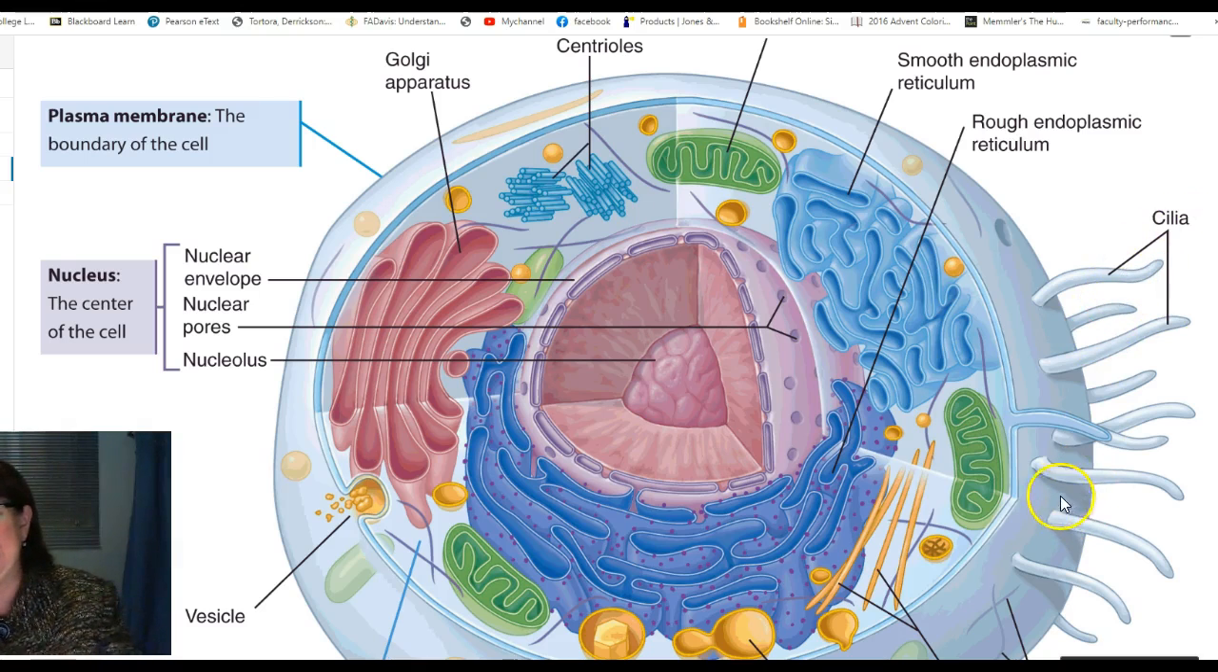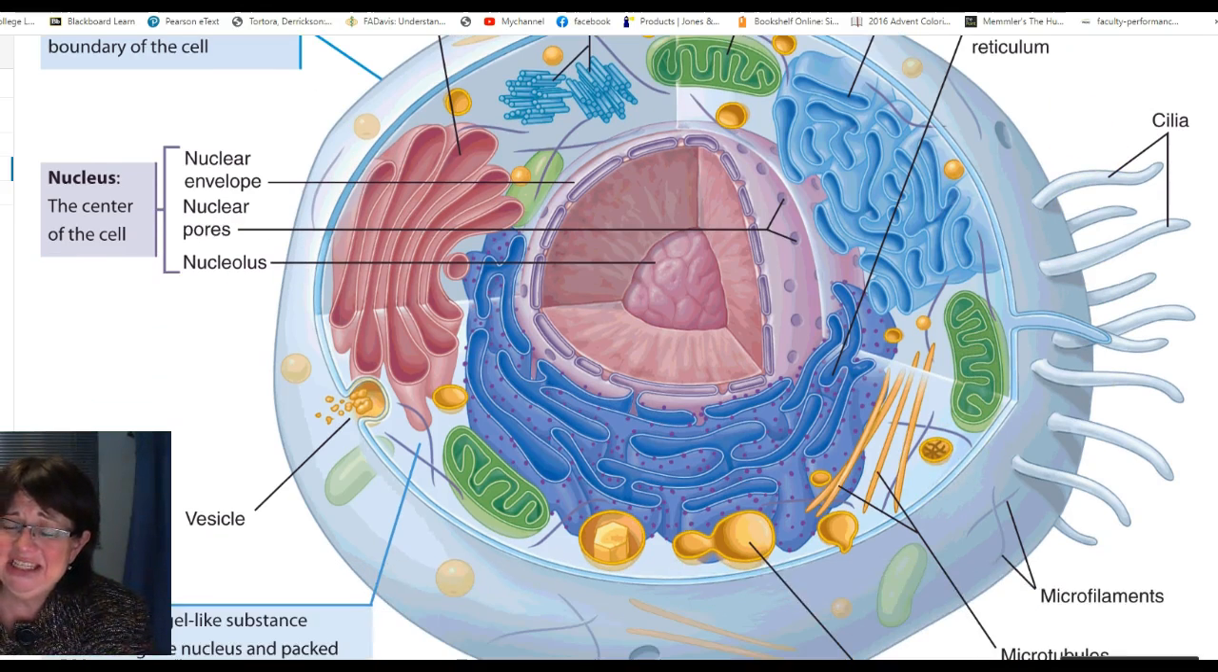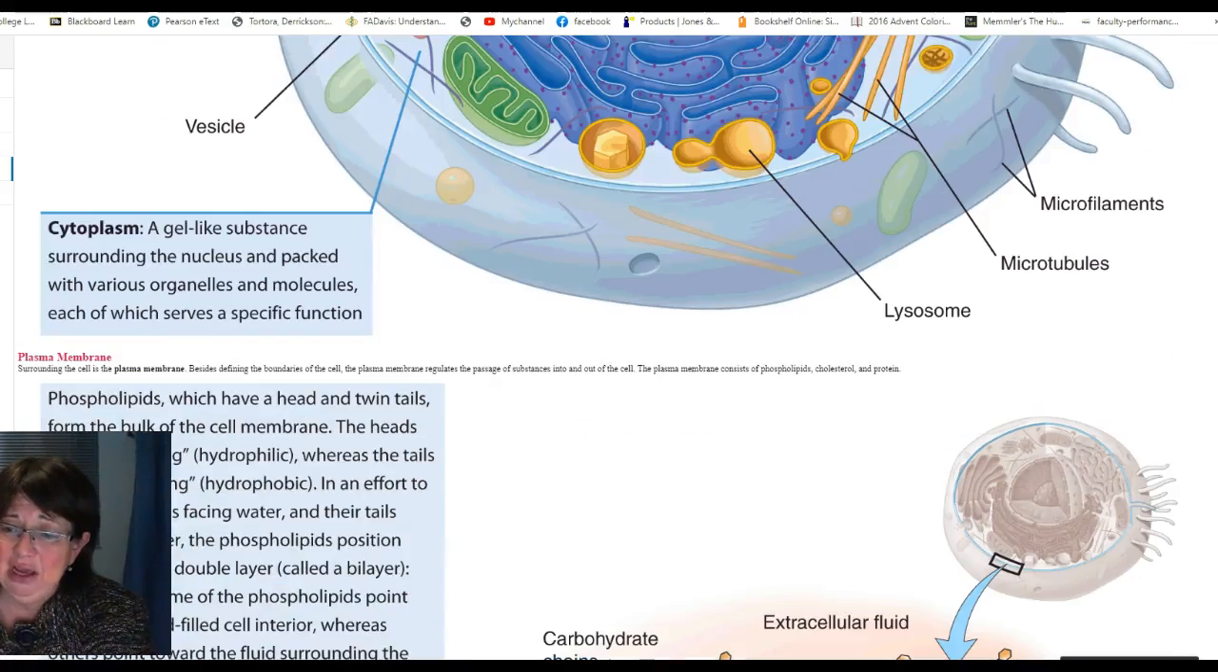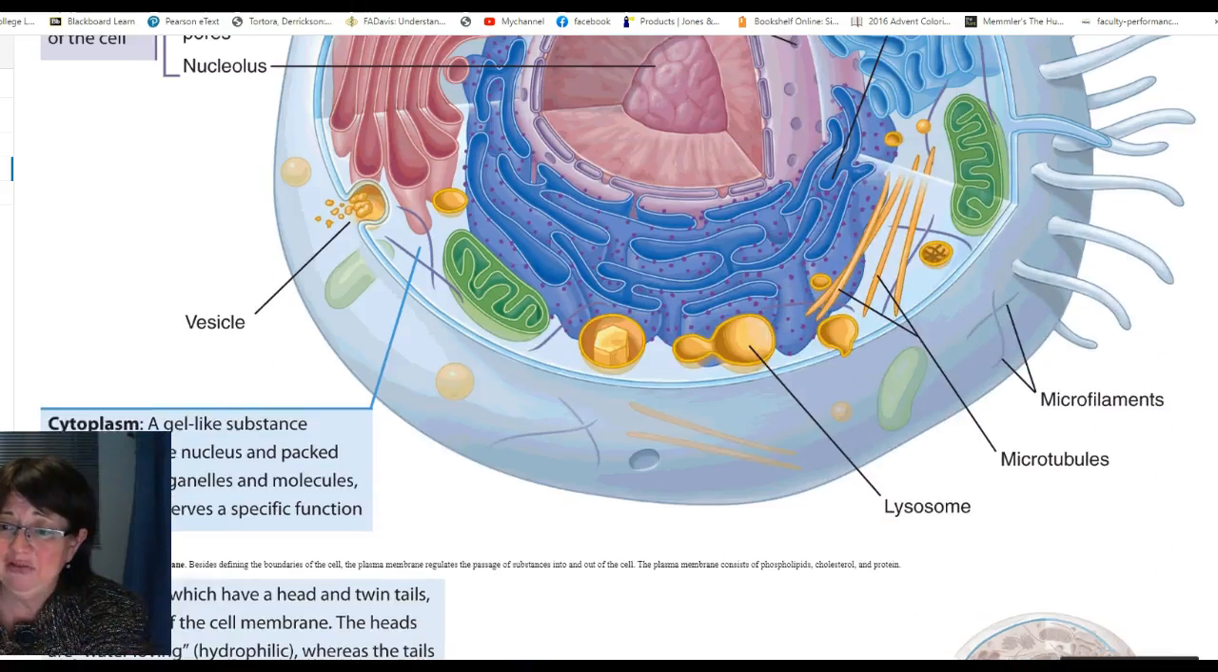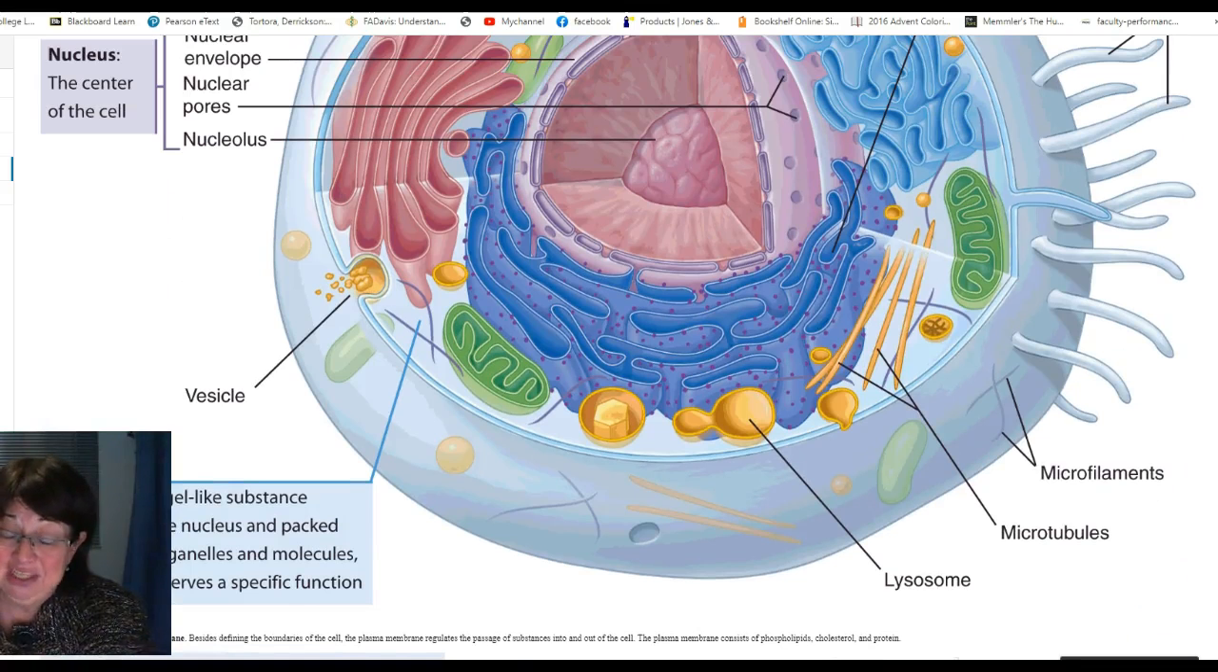Now, some cells have the ability to move, so they can have cilia on the outside. Cilia are hair-like projections which allow for movement. And this is found in your throat. It's found in the oviduct.